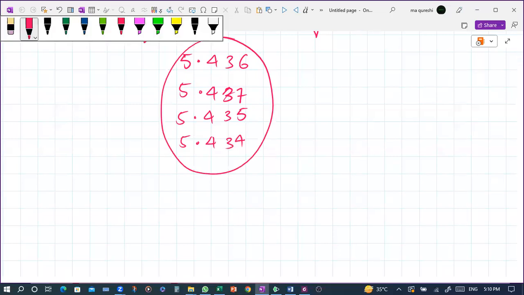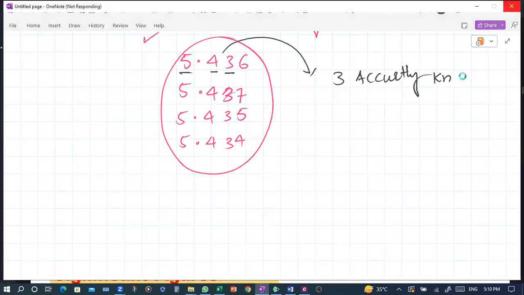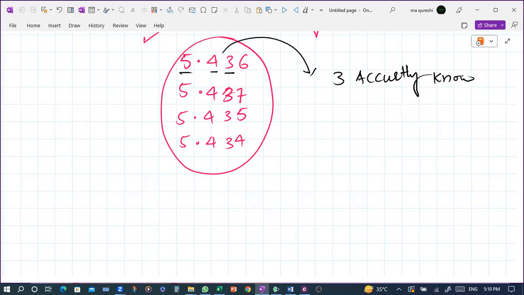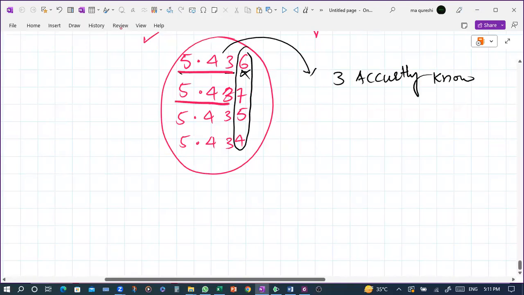Is it clear to all? This one, this one, and this one: there are 3 accurately known digits in all the readings. And what about the fourth one? This fourth one is doubtful because I have variation in the 4th digit. So in this setup, my accurately known digits are 3, and the 4th one is the first doubtful digit.